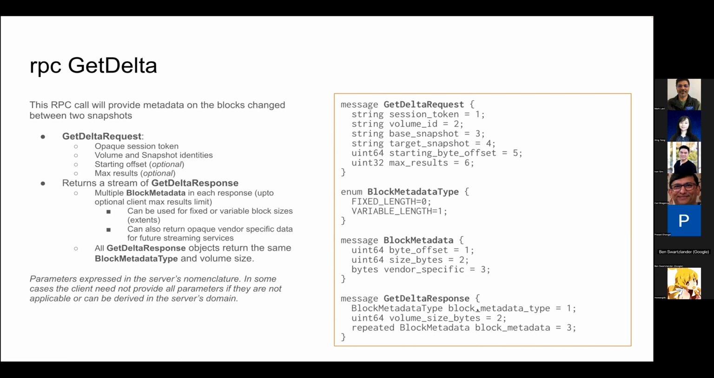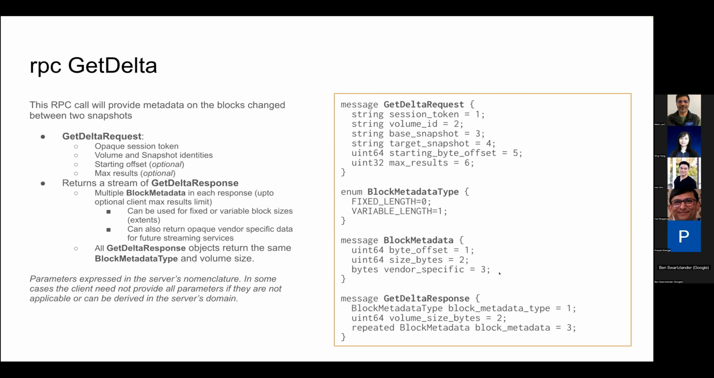So anyway, it would come back with a metadata type, and then we need to know the volume size bytes. Unfortunately, to put it into every one of these things, otherwise you'd have a separate RPC, which makes no sense. But that's only one integer here. And then this is the repeated block metadata. And in the block metadata, it would have this data structure here, which is the byte offset for this piece of metadata, the size of the metadata, and some vendor-specific field.